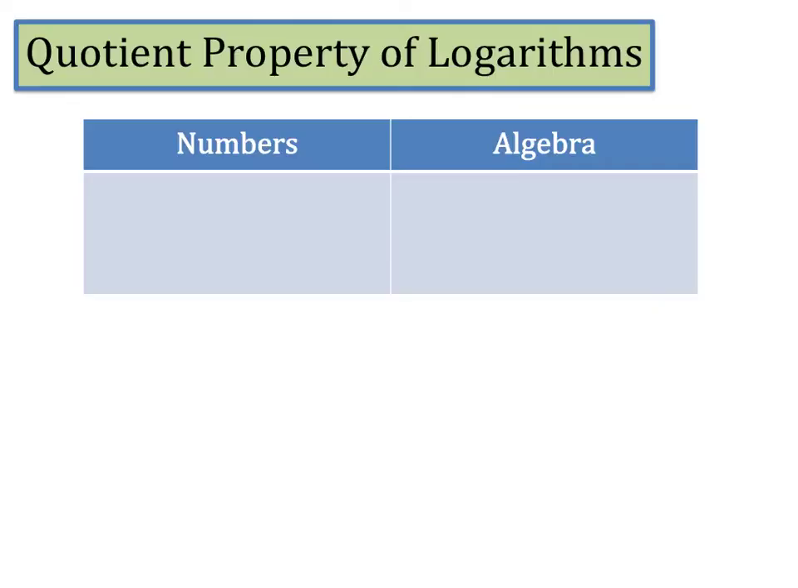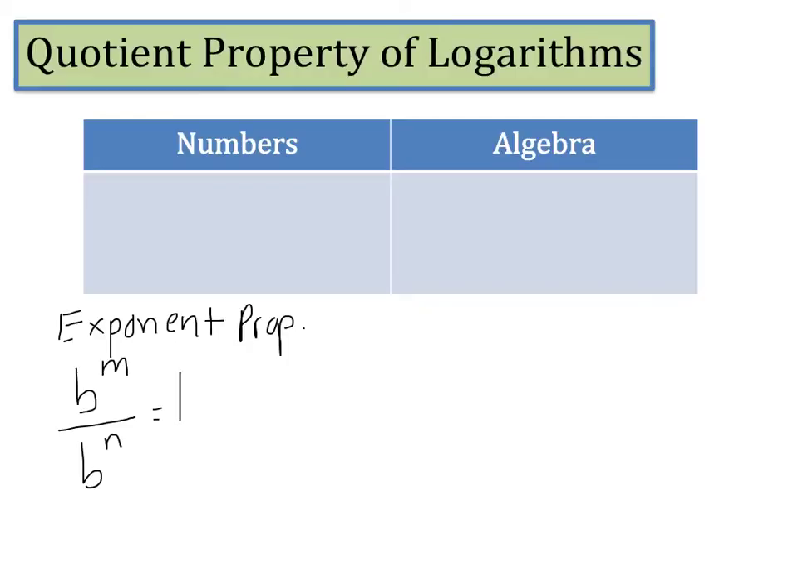When remembering some of these logarithm properties, it may be helpful to think about the exponent properties. For example, if you had two terms with the same base being divided by each other, what you would do is subtract the exponent values. The quotient property is exactly that. You have two logarithms that are being divided by each other, so you subtract.